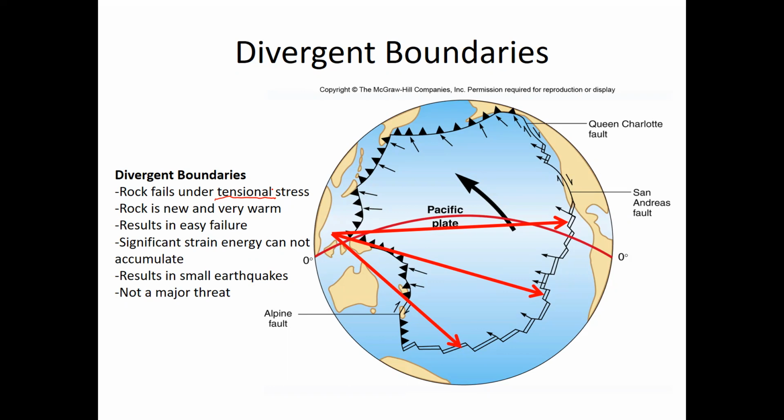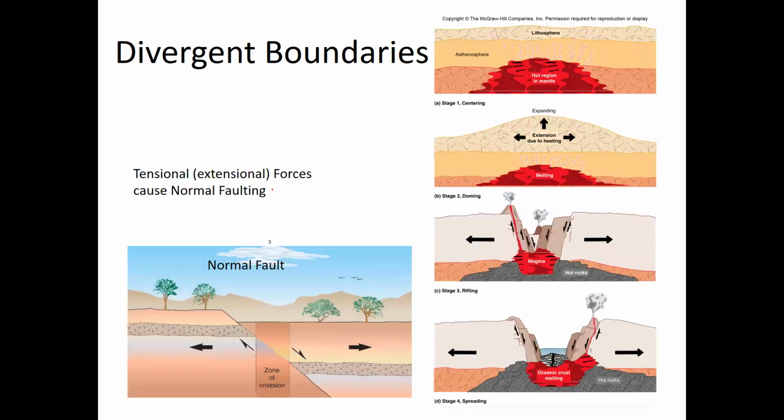And since there's no significant strain or accumulation of energy, it results in small earthquakes. And if they're small, remember, they're frequent. So frequent small earthquakes. And because this region is under tensional stress, remember from last lecture, we will have a type of dip slip faulting known as normal faulting. So tensional or extensional forces result in normal faulting, where the foot wall slides up and the hanging wall slides down. And you can see normal faulting often results in the formation of a valley.